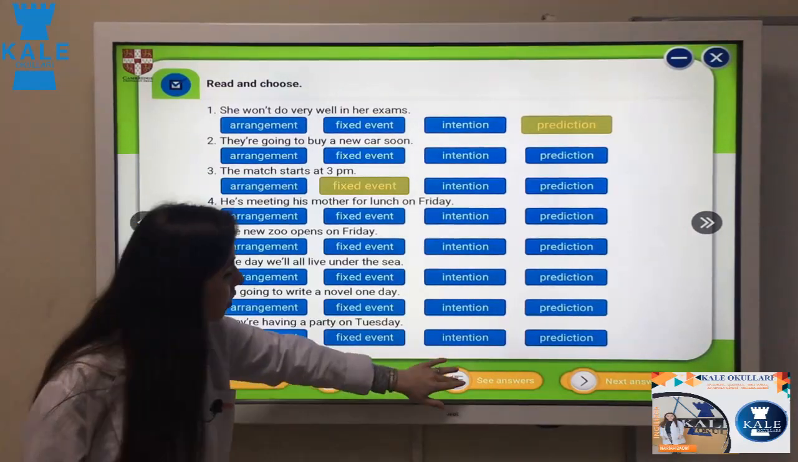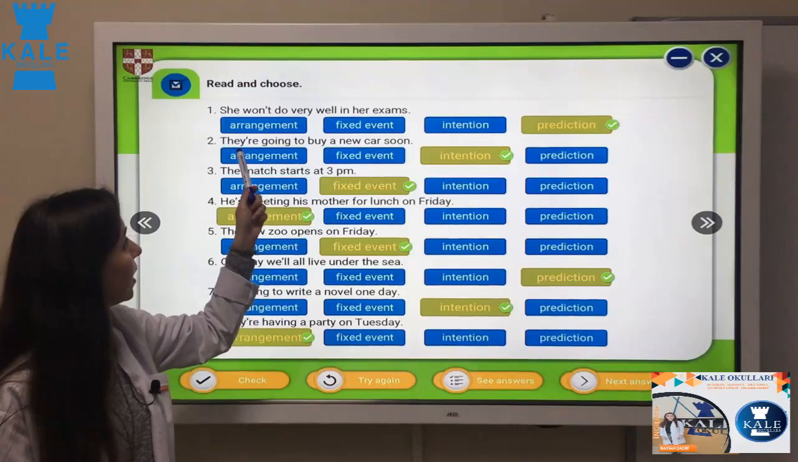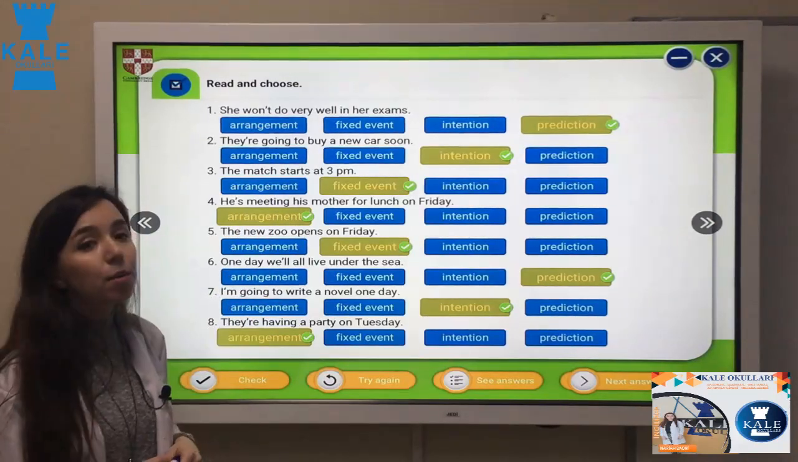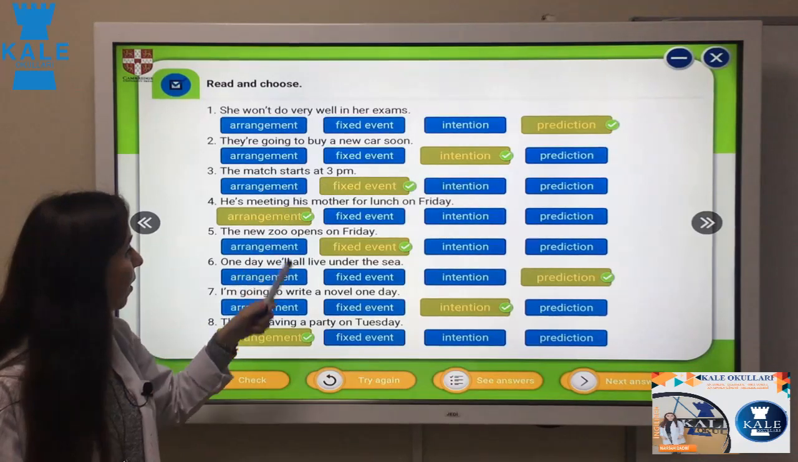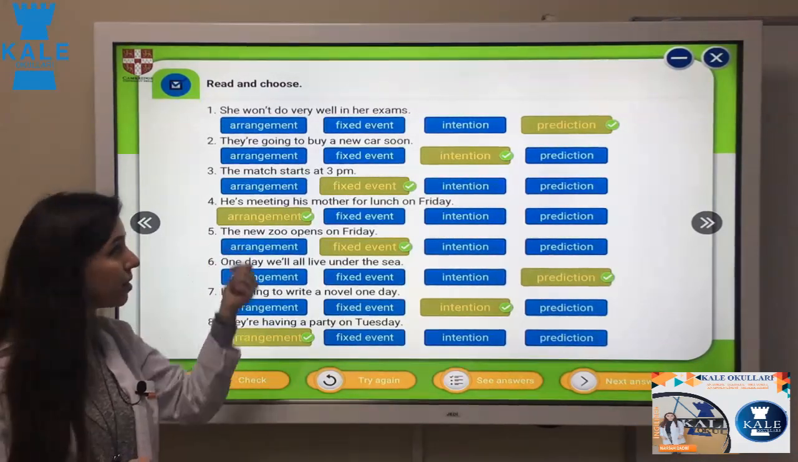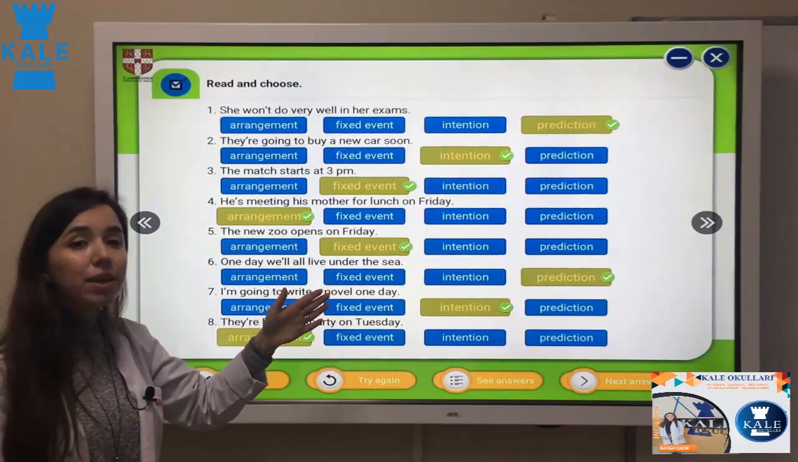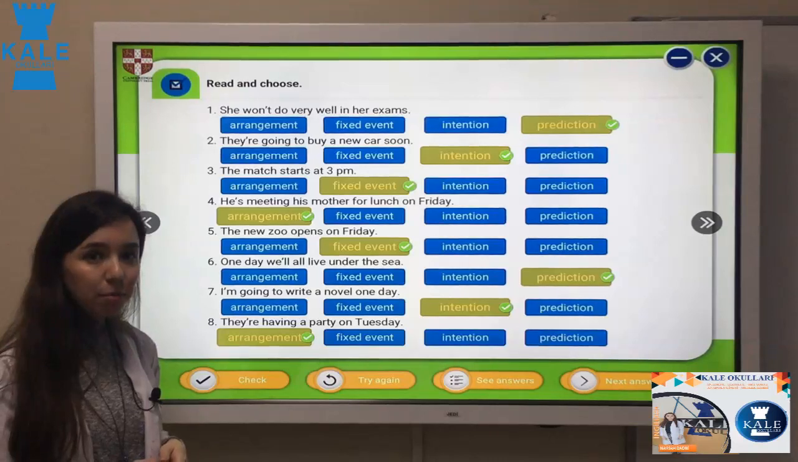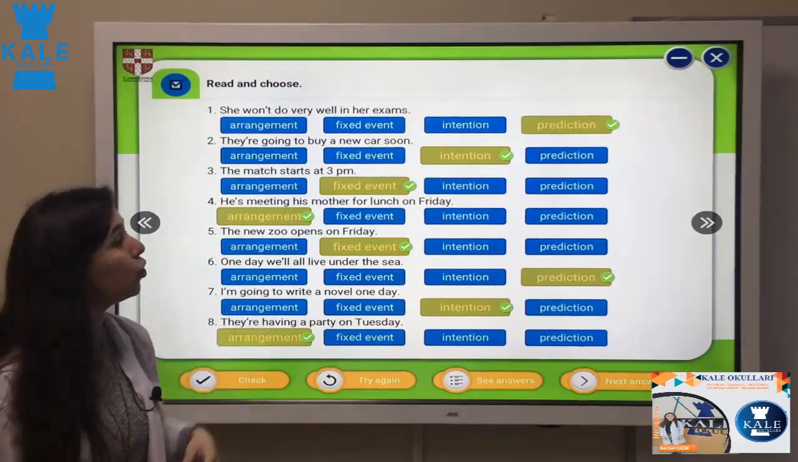So now we can again see the answers from here. Prediction, intention, are going to, yes, be going to, as I told you, for intention. Fixed event, arrangement. One by one again you can check from here. I think by these exercises, by this application, you will understand everything better. I hope that you will understand it better. It's going to be useful for you.